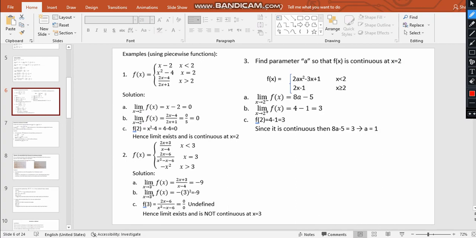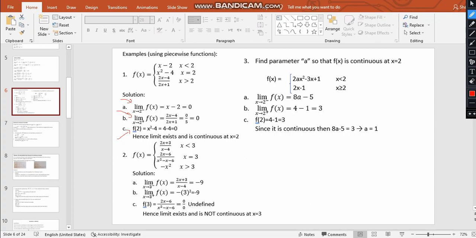Now piecewise functions, we want to study limit and continuity. We have this function, it's x minus 2 if x is less than 2, equal to 2 you have this one, and x bigger than 2. So to check if it's continuous, we need to find the limit to the left, the limit to the right, and f of the point. If they are all equal, then it is continuous.